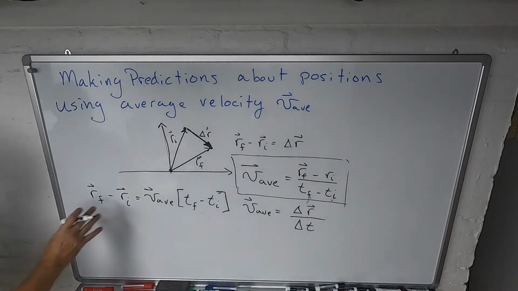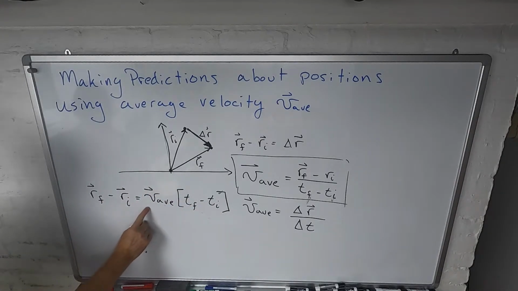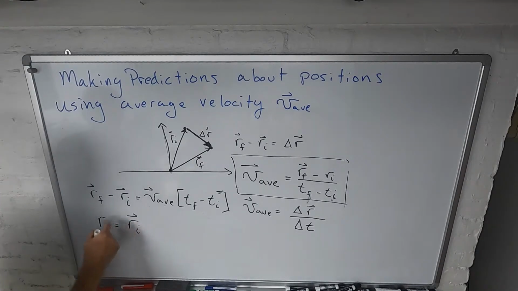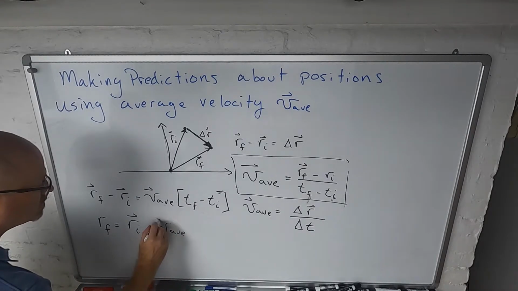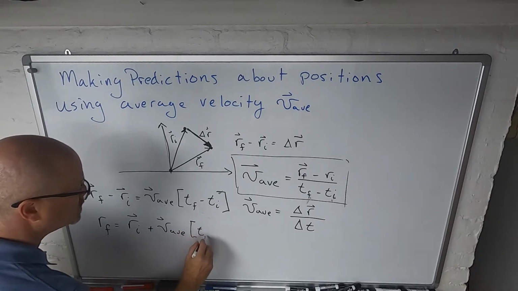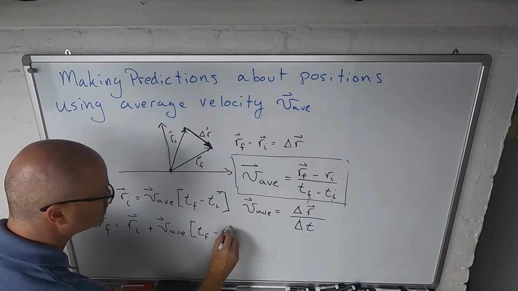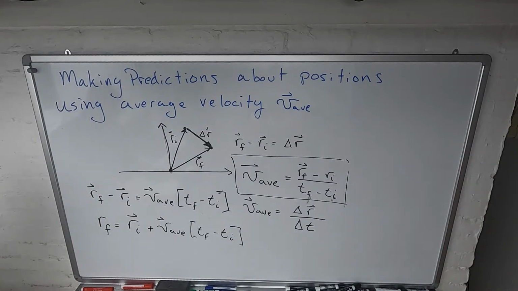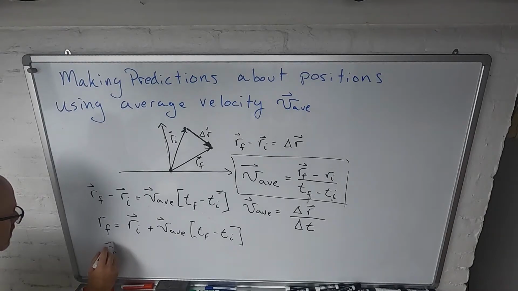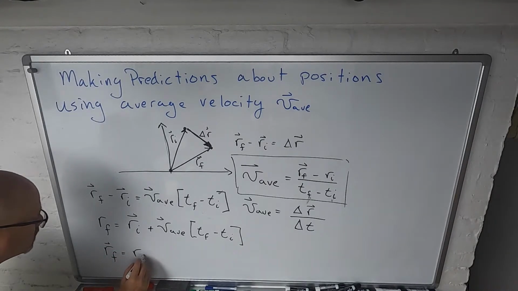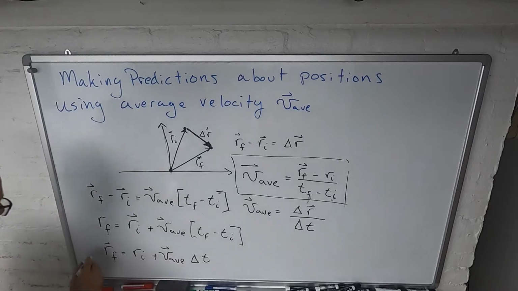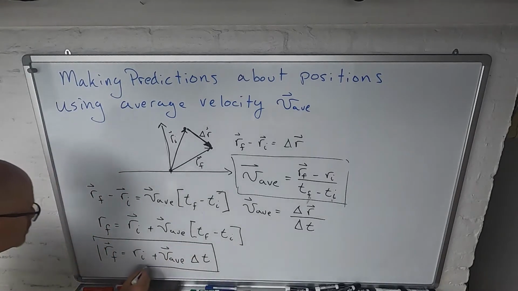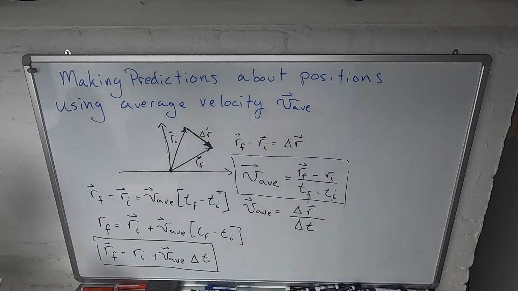Now, let's go a little bit further. Let's put our final position equal to our initial position, I've just added R initial to both sides, plus V average times T final minus T initial. And so I can just simplify my delta T to look like the following. So, what does this provide us? This is what's known as an update equation.